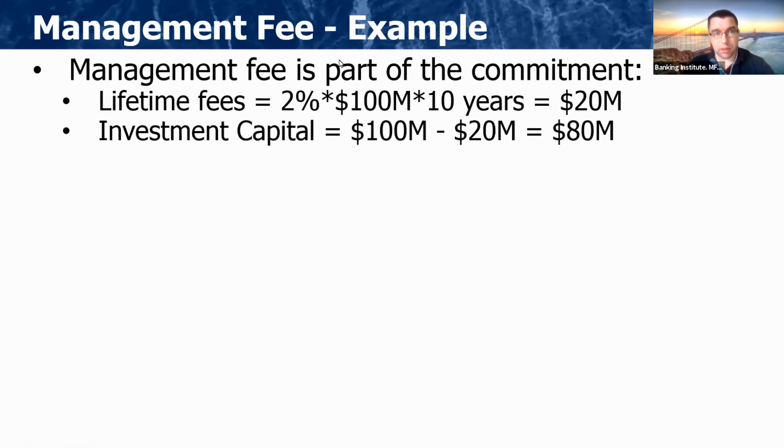Let's make some calculations. So management fee is part of the commitment. In this situation, the lifetime fees are 2% multiplied by the total fund size, which is 100 million US dollars, and multiplied by 10 years, which is the term of the fund. So it's actually 20 million US dollars out of the full commitment. So every fifth dollar is expenses, not investments. So only the remaining four are investments.